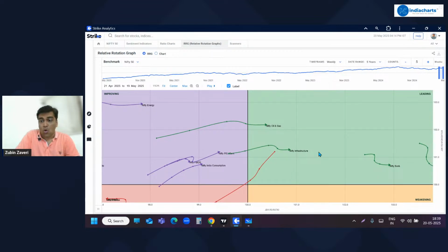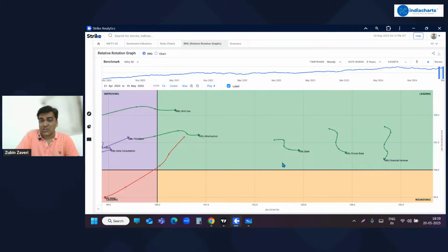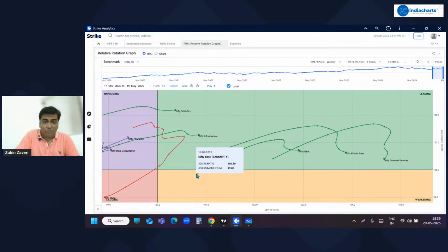Since so long, you can see that bank nifty, private bank, and financial services were in this particular quadrant. If I increase the tail now, you will see, look at this. Bank nifty over here entered from the weakening quadrant into the leading quadrant on 17th of March, and from 24th of March it entered.